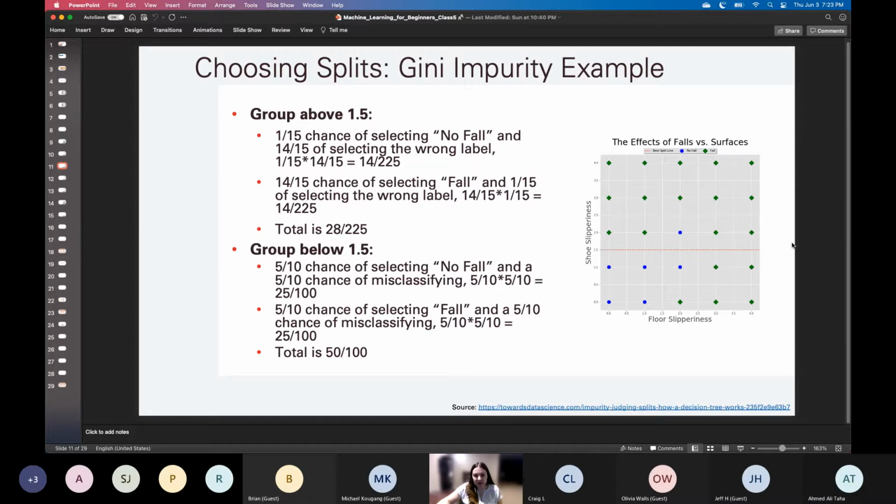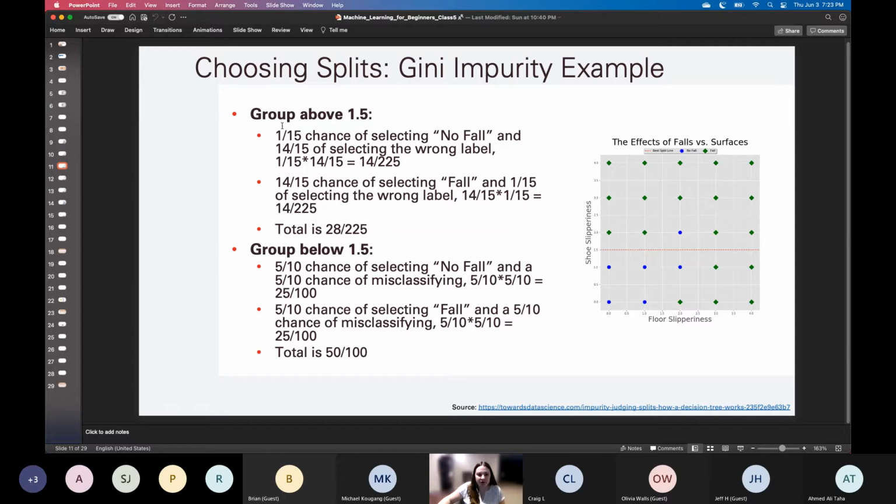The other side of the split is much better. We're getting it right more often. In this case, we're getting it right 1 divided by 15 times when we're trying to select no fall, and we would get the wrong label once. And then when we're trying to select fall, we would get the wrong label, you basically just flip it, and you would get that 1 out of 15 times.